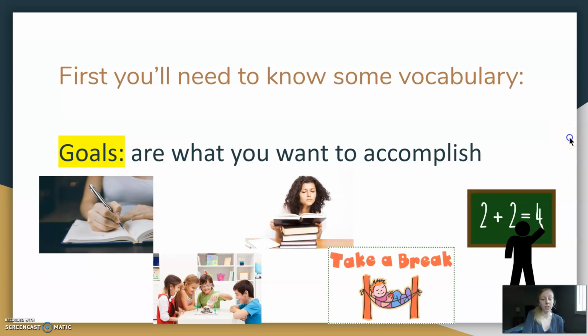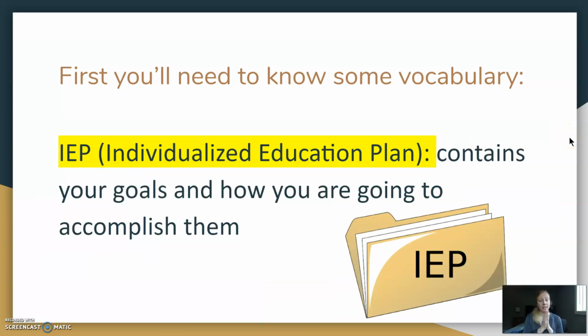So that's goals. Okay, IEP. So an IEP stands for an individualized education plan, which means this is your plan, all of it, okay? So it contains your goals and how you're going to accomplish them. So it's just this big document, and this is just your plan. It has your goals in it. It has your progress and where you're at now. It has maybe a little bit about you in it too. So that is your plan.